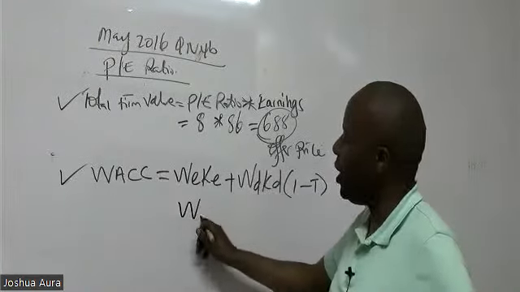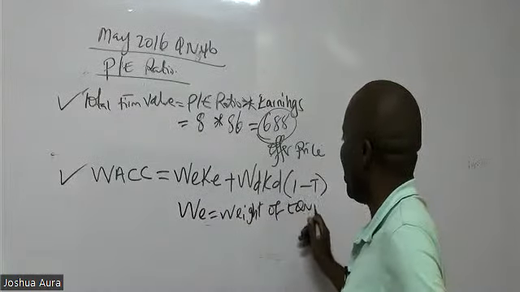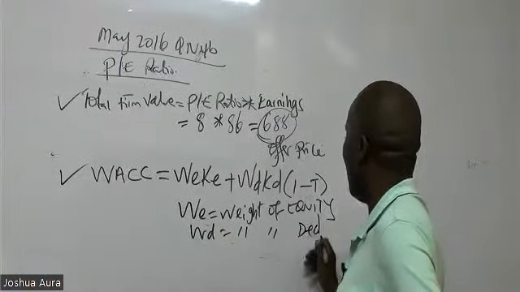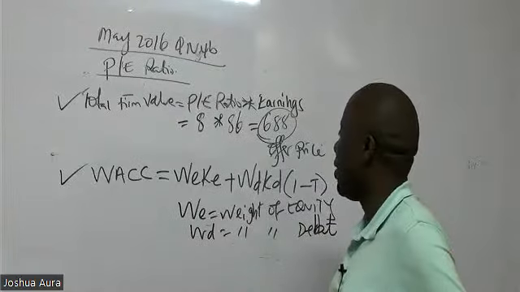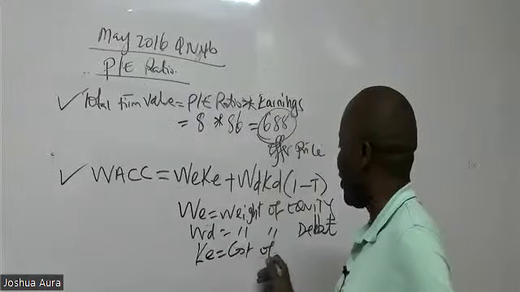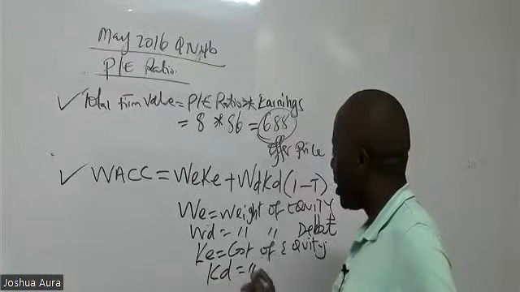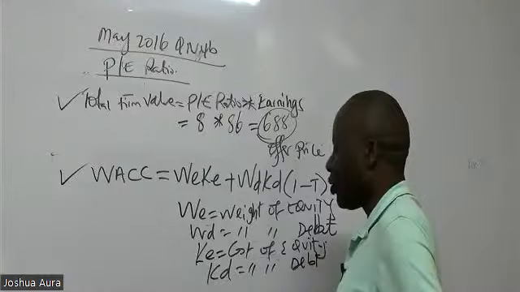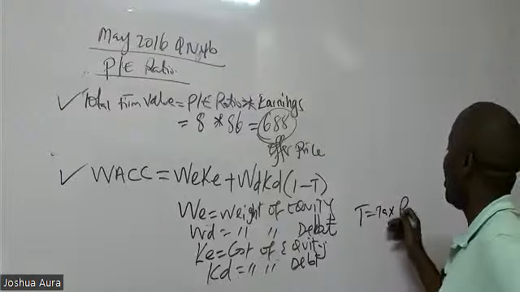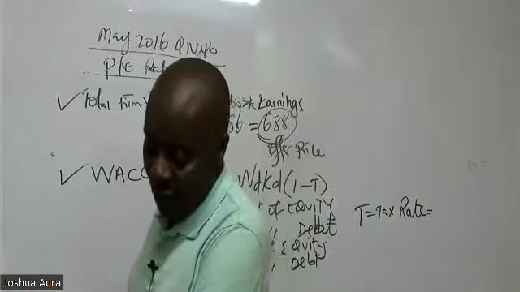When we talk of WE, this is the weight of equity. When we talk of WD, WD is the weight of debt. When we talk of KE, KE is the cost of equity. When we talk of KD, this is the cost of debt. And lastly, when we talk of T, T is the tax rate, which in this question has been provided to us.